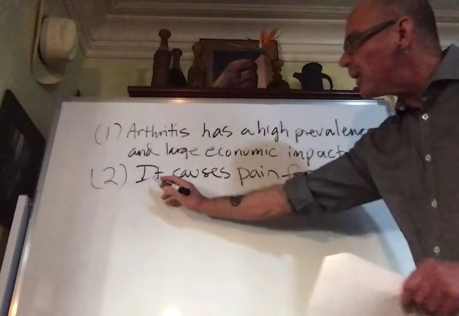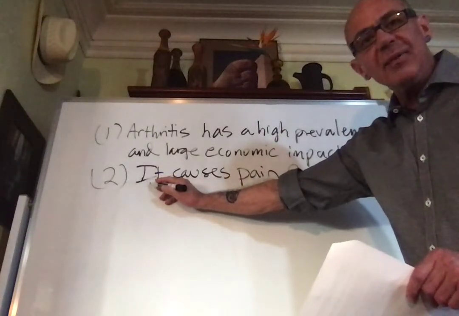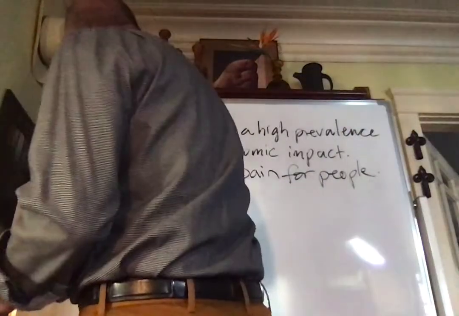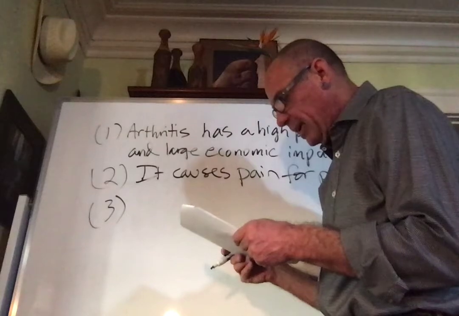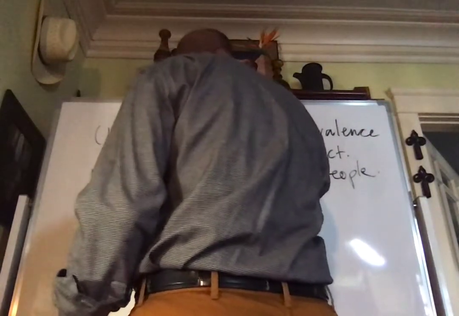It would also be fine to use the word arthritis as the subject of premise number 2 rather than the pronoun it. And going on then to a third premise, let's see, you can say it causes functional limitations for people.